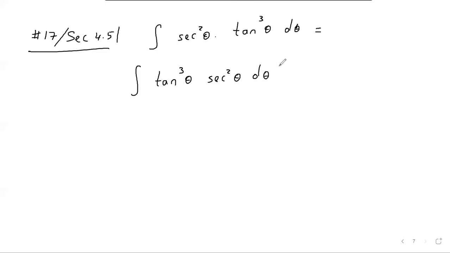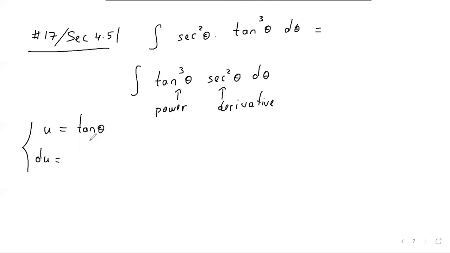All right, so folks, we said that we choose our u substitution to be tangent theta. So this is the power, and this is the derivative, folks. And if u is tangent theta, then du is secant squared theta d theta. Remember, it's got to be d theta because it's the letter here. So you see that here, it's just the derivative right away.